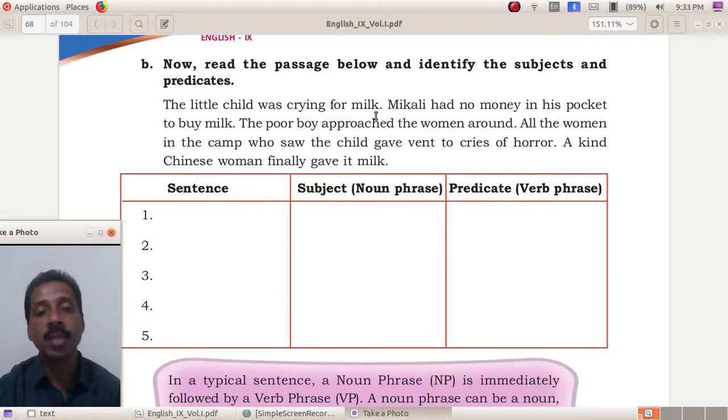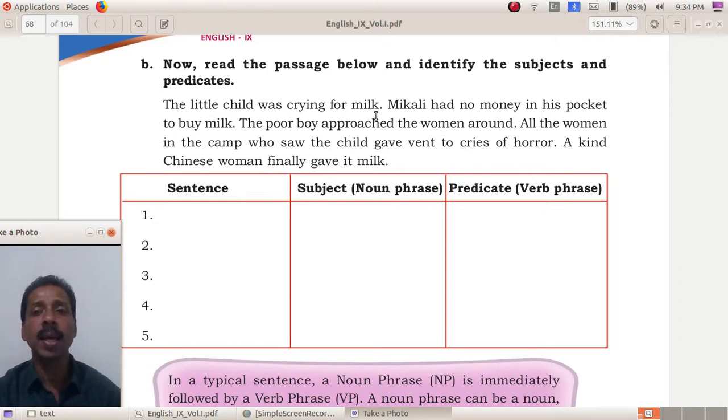I told you that if it is subject and if it is about a human, most probably it will be the answer to who. The little child was crying for milk. Who was crying for milk? We get the answer, the little child. That means the little child is the subject or the noun phrase here, and the rest of the sentence, was crying for milk, is the predicate or verb phrase.